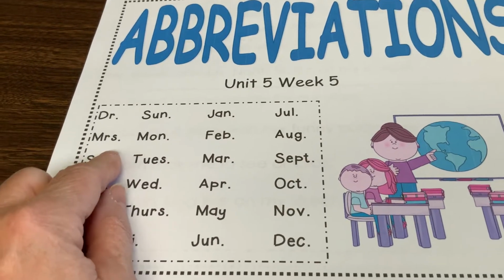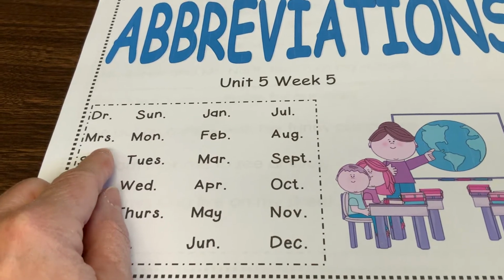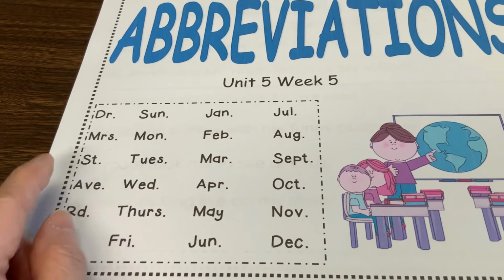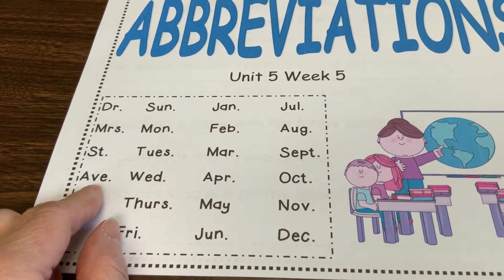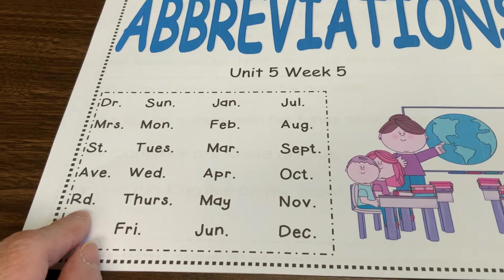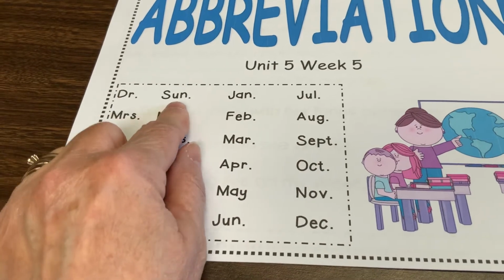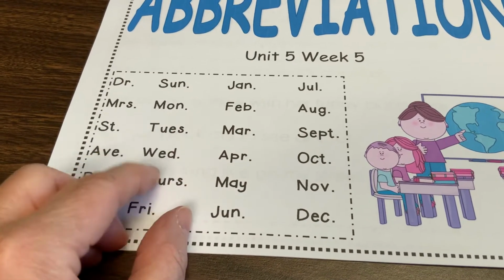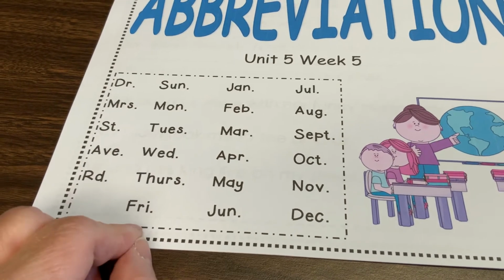DR, do you remember what it stands for? Doctor. MRS stands for Mrs. It's a woman that's married. ST stands for street. Capital AVE period stands for avenue. Capital RD period stands for road. Capital SUN period stands for Sunday, then Monday, Tuesday, Wednesday, Thursday, and Friday.